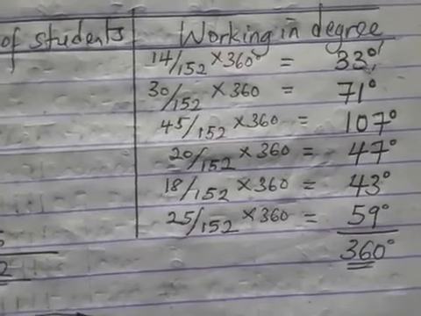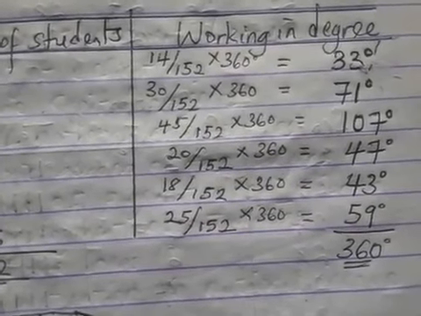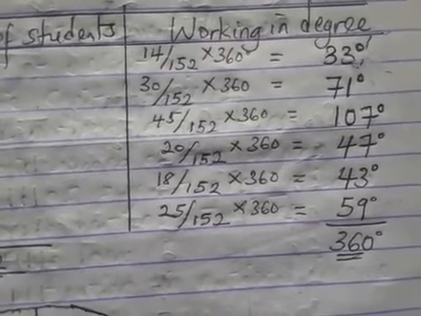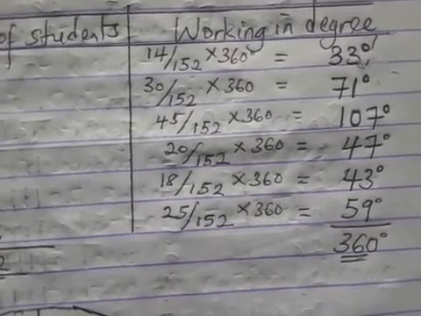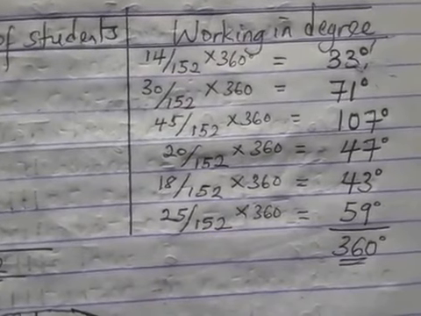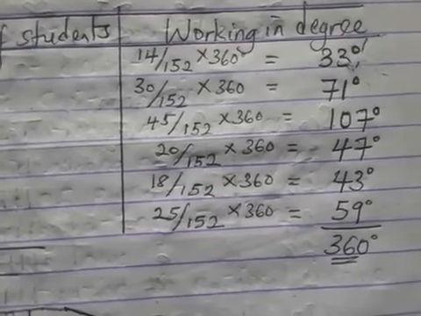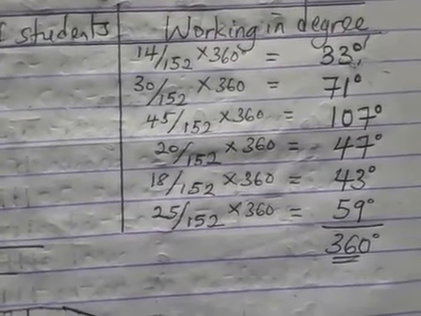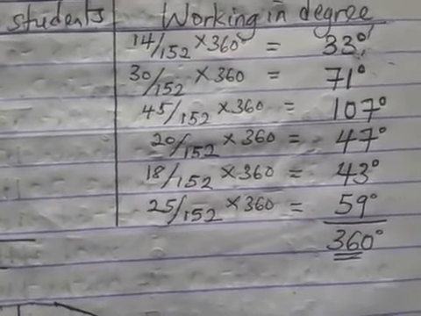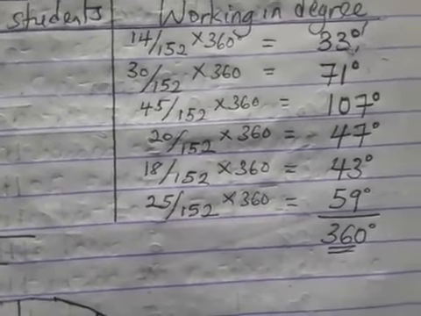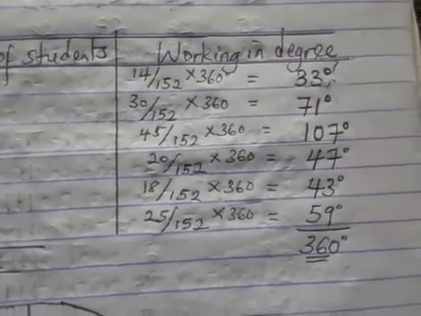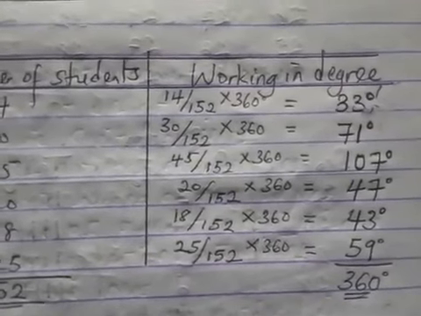For JSS3, 45 over 152 times 360. SS1, 20 over 152 times 360 degrees. SS2 and SS3, you do the same method and you get their degrees. Now, after working in degrees, make sure that you add each and every degree together to see whether you get 360 degrees. Make sure you add everything to see whether you get 360 degrees. It must be 360 degrees.